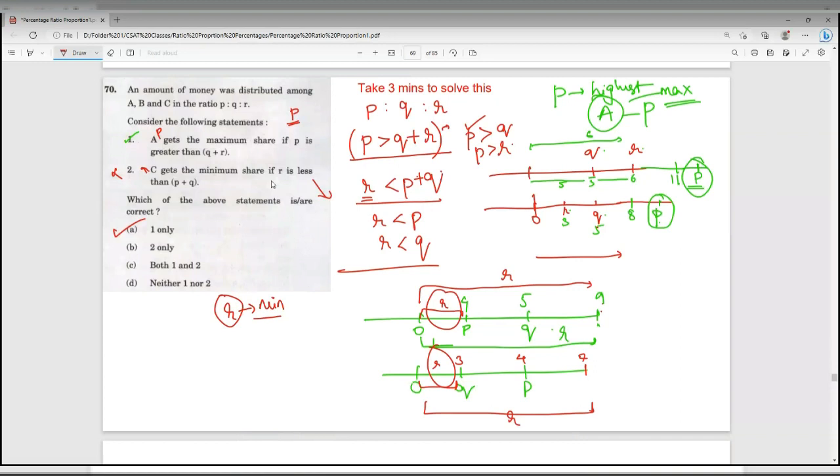Even if, for example, P is higher than Q, and I give it as 3, 4 and 7, 3 plus 4 is 7. And if R is less than 7, I cannot say that R is less than 3. So I cannot say R is the least number among P, Q and R. So that's why this is wrong.